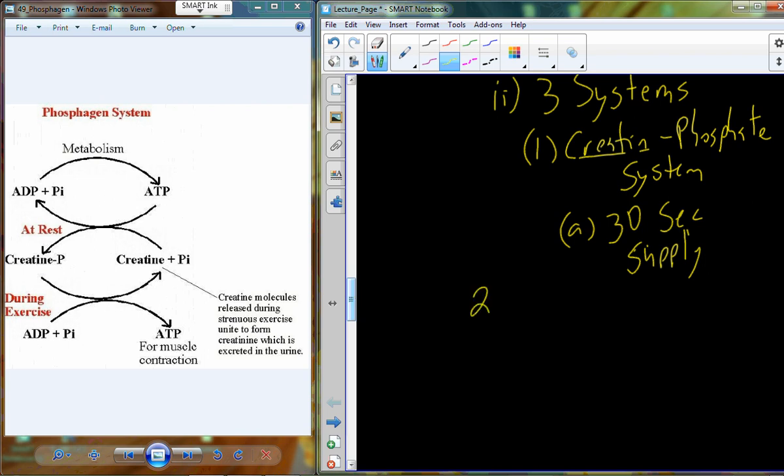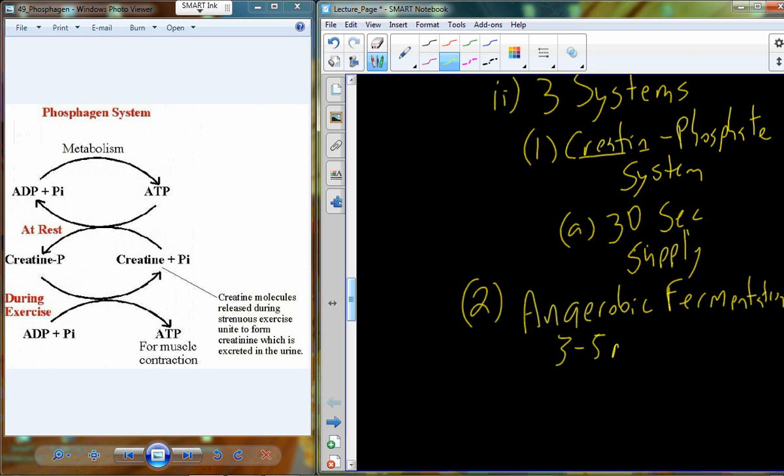Now, you know that if you start exercising, you exercise for longer than 30 seconds. So we must have an alternative system. The next system is called anaerobic fermentation. And this lasts about 3 to 5 minutes when it is in full use.